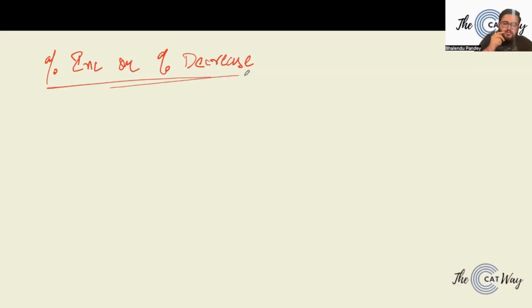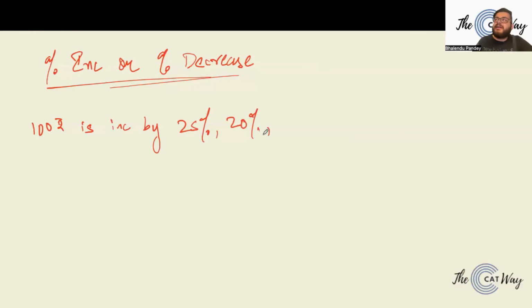Right? Now we also have to find the percentage increase or decrease. Percentage increase or percentage decrease. Right? So what do you mean by percentage increase and percentage decrease? Let's try and identify. Okay. So let's say 100 rupees is increased by 25%. Then by, let's say, another 20%. And let's say by another 66.66%.